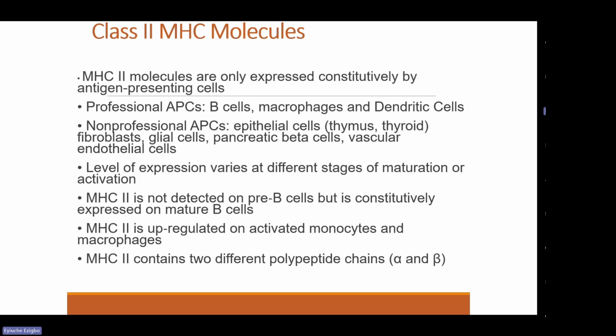MHC is upregulated on activated monocytes and macrophages. MHC contains 2 different polypeptide chains, alpha and beta.